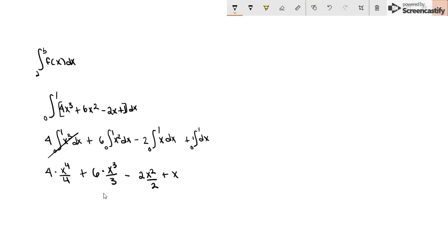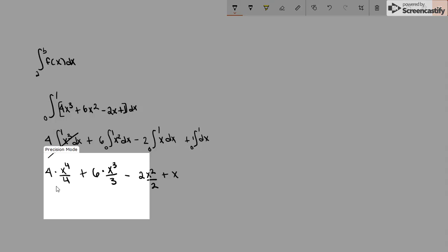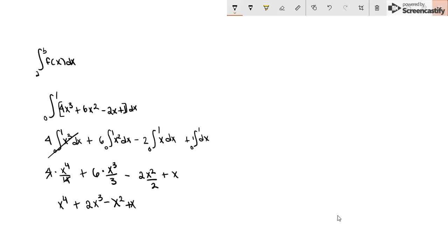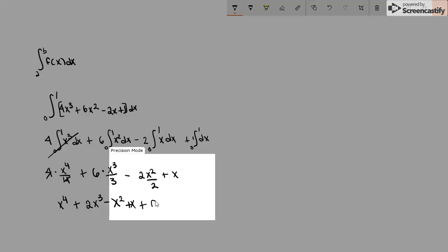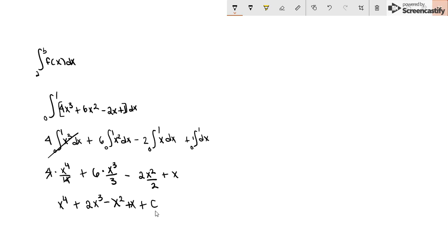And then what you should do now is try to see if you could simplify it, which in this case, you could simplify almost every single term except the x. So over here, these 4's will cancel out, and you're left with x to the 4th plus 6 divided by 3 is 2, x cubed, minus 2 divided by 2 is 1, so you don't have to write the 1, minus x squared, then plus x. Alright, now if this was an indefinite integral, you'd have to write plus c, right? Because you always assume there's a constant.